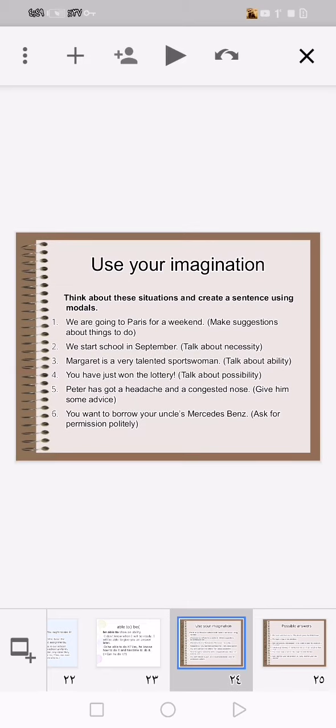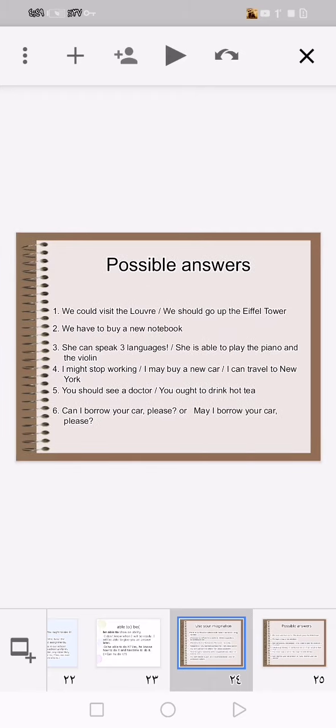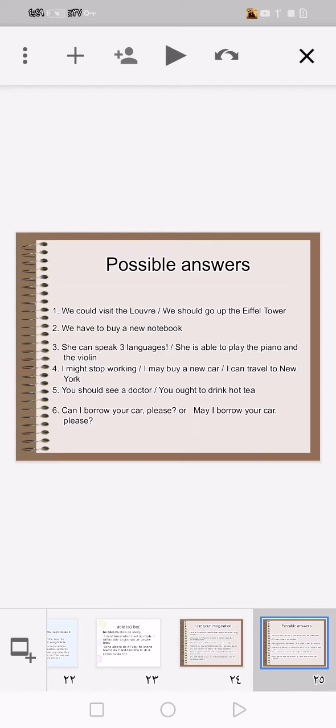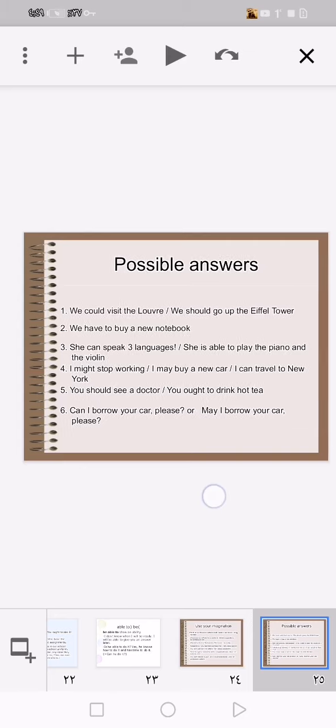Number three: Margaret is a very talented sportswoman. Talk about ability. The answer will be: she can speak three languages. She is able to play the piano and the violin.